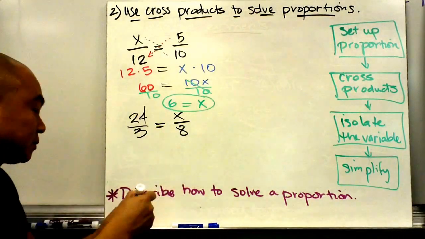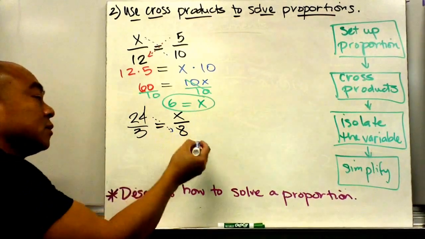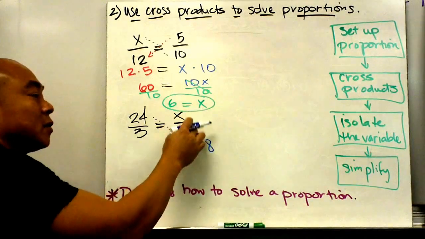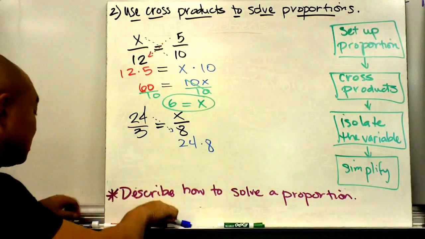All right, let's try it again with this one. First of all, cross multiply. 24 times 8. And again, it really doesn't matter where the x is, because it's going to fall into one of these 4 positions.